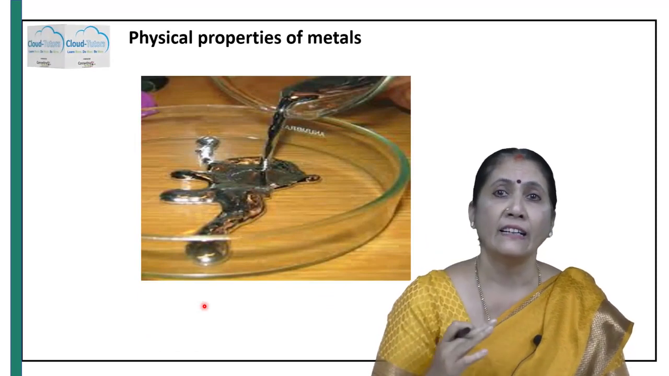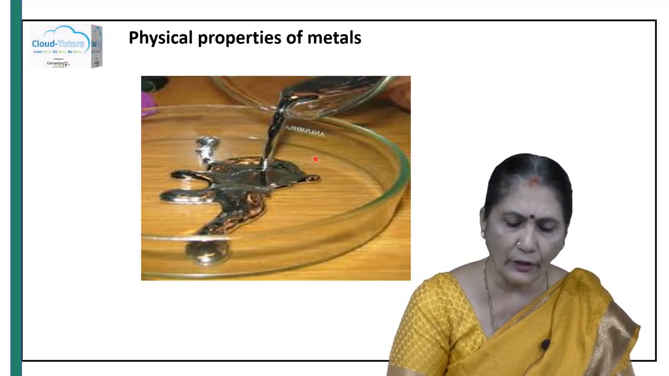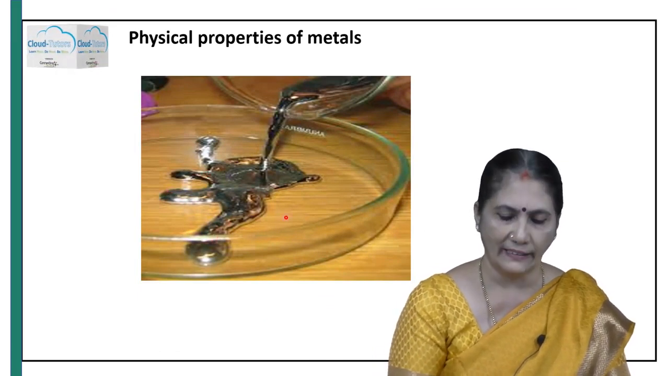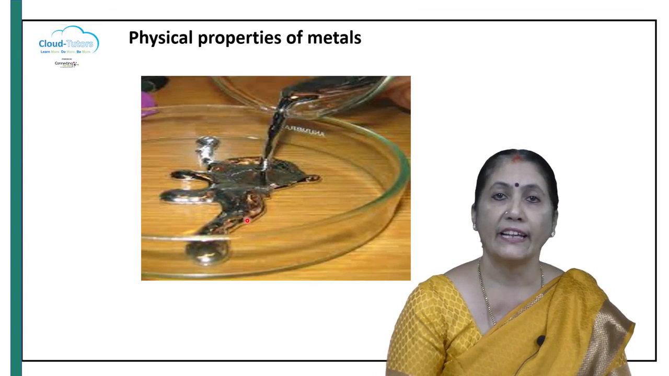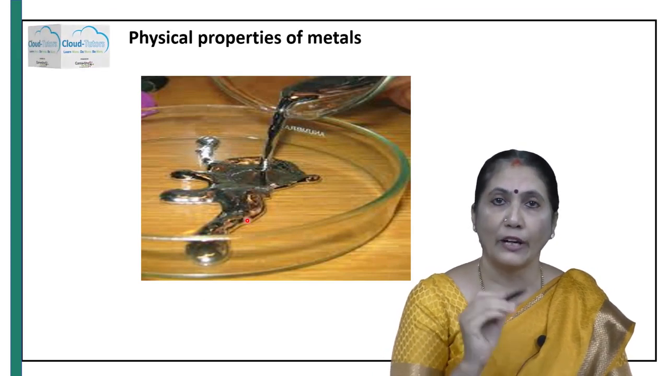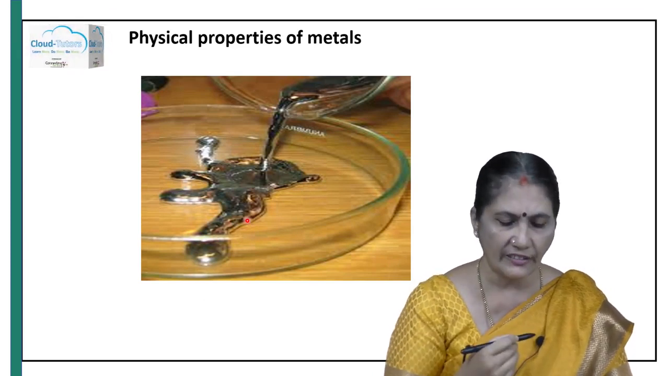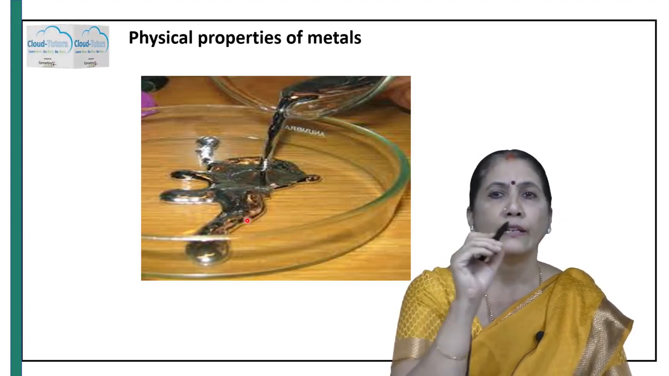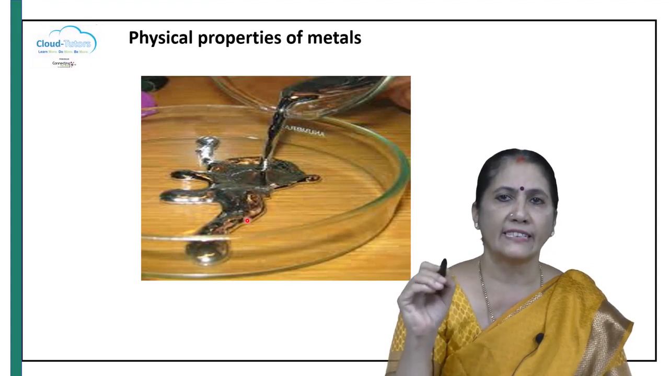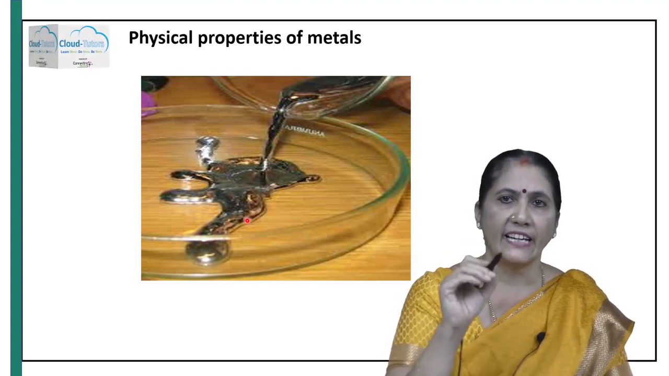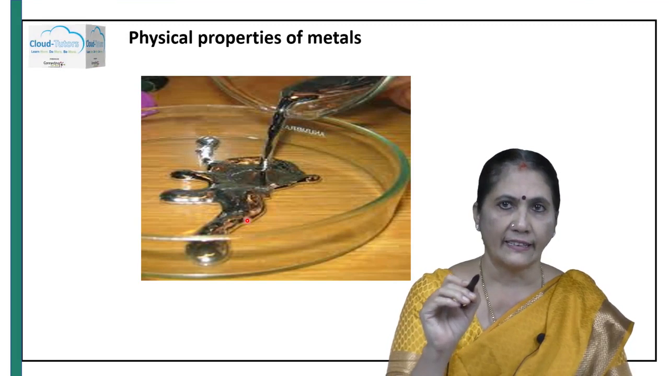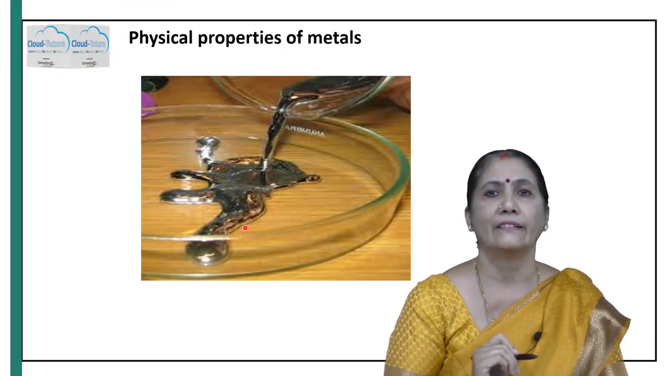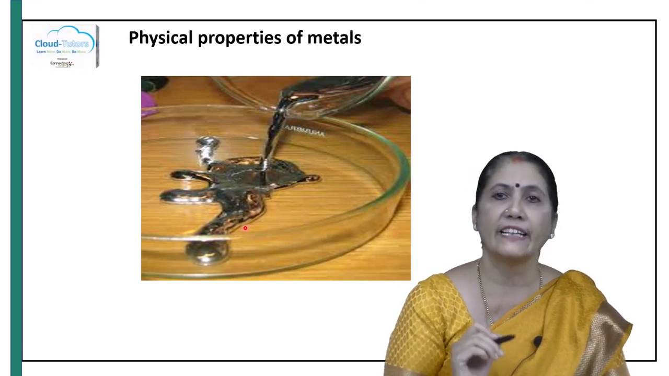Now, an exceptional case is mercury. It is an example of a liquid metal which is used in a thermometer to record the temperature change. So mercury is an exception to the statement which says that metals are generally hard solids. Here you find mercury is a liquid. It does not exist in the solid state.